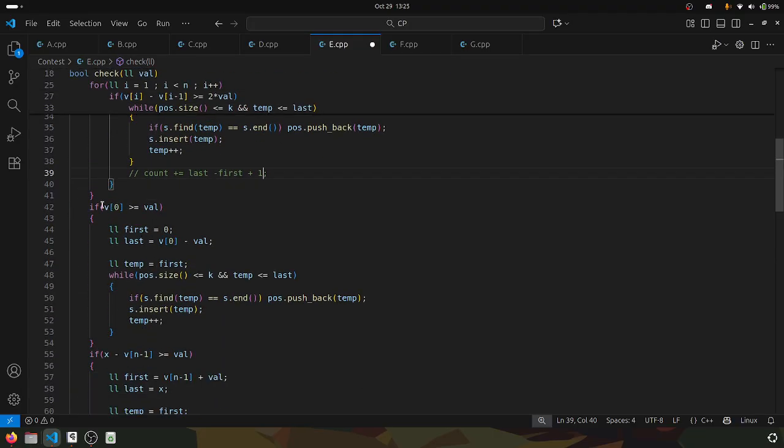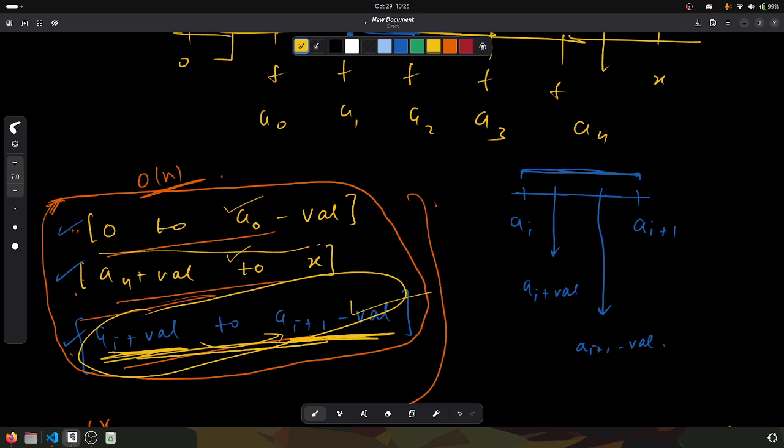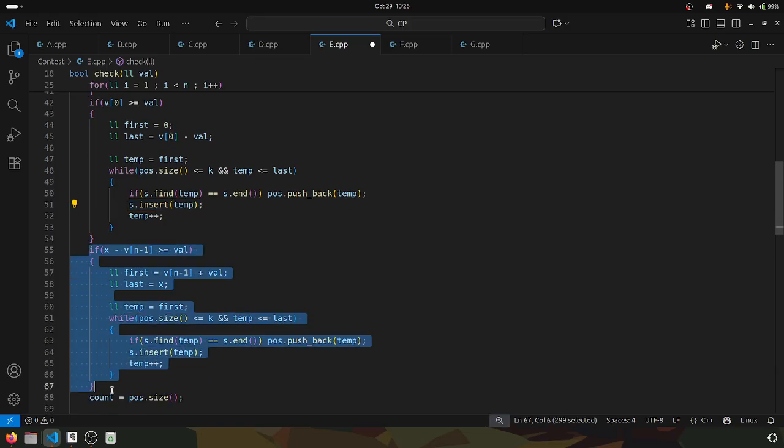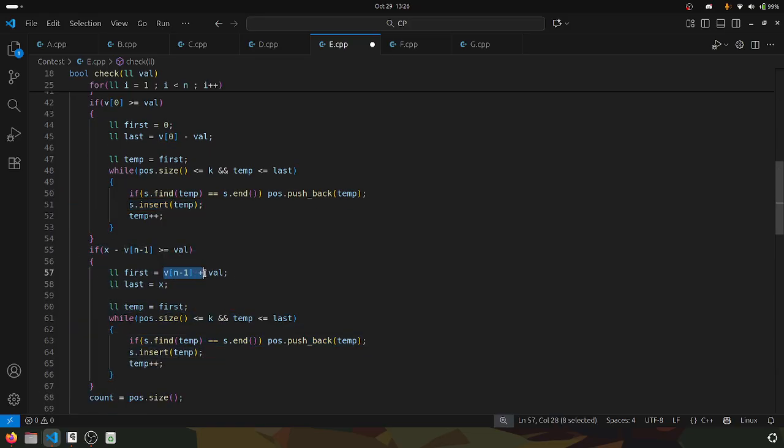So the first will be 0 till v of 0 minus val, 0 till a of 0 minus val, and then again same, I'll just run my variable temp from first till last and see if the variable temp is not already in the set S. If it is not in the set S, then I will just push back in the pos vector and insert it into the set. Similarly from v of n minus 1 plus val till x, again I'll run the for loop.